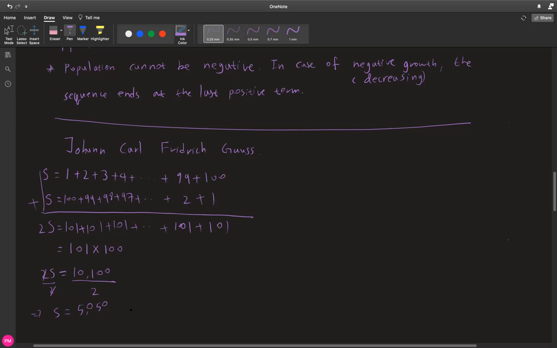So when you add 1, 2, 3, all the way up to 100, this is the number you'll end up with. And you can see that this only took maybe 3 or 4 lines. But if you were to add each number one by one, that would have taken a lot longer time. So this was a very smart way to approach this.